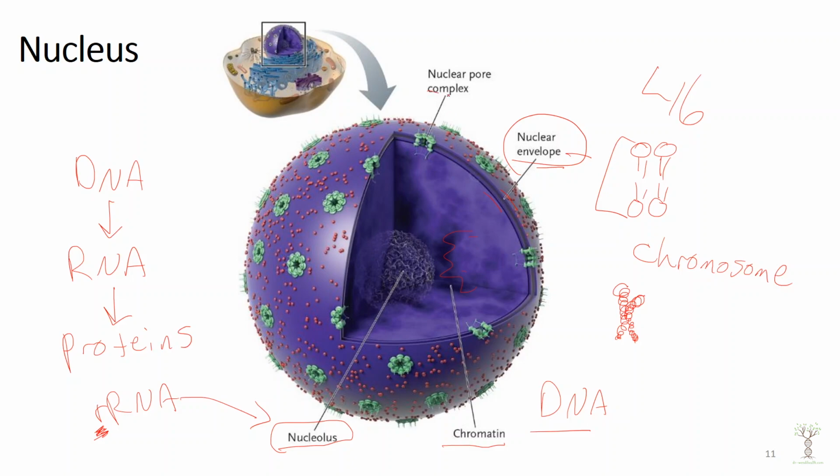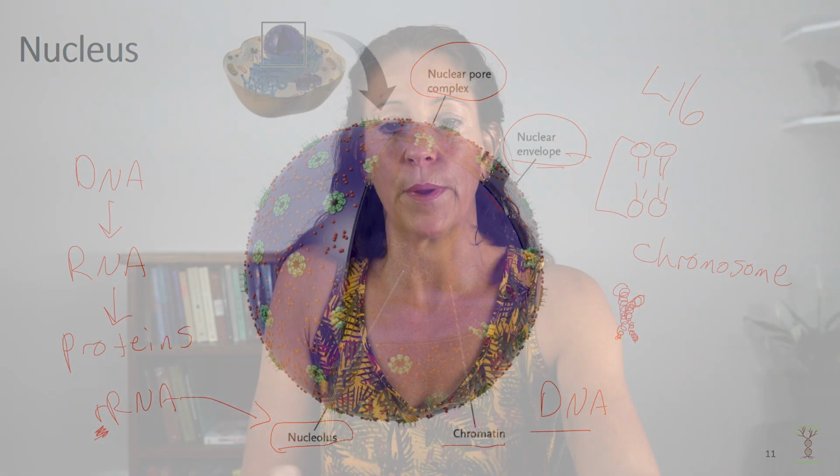And then we have pores. These pores are important because they help large molecules to move out of the nucleus, and a good example would be RNA. So transcription, the production of RNA, happens in the nucleus. DNA codes for RNA. That RNA then has to go to a ribosome to make protein. So that large RNA molecule leaves the nucleus through the pores.